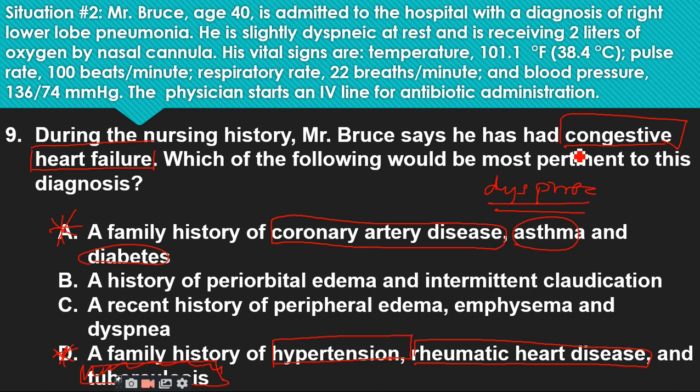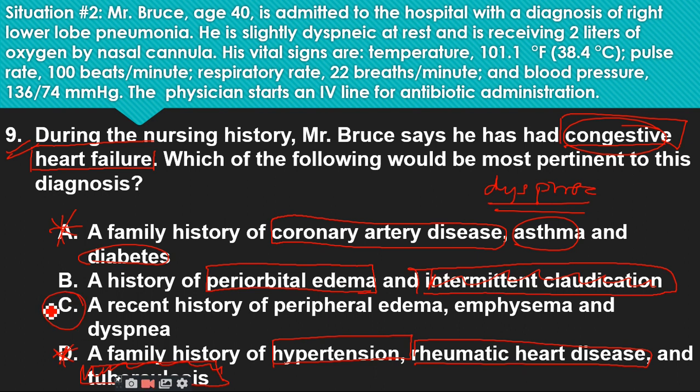Some individuals will say that because of congestion, the patient will be manifesting edema. Take note of the words periorbital edema. What causes periorbital edema is not congestive heart failure, but sometimes conditions that include hyperthyroidism and hypothyroidism. And intermittent claudication will be present especially if there is pain in the extremities because of reduced perfusion. So the best answer for number 9 is letter C.